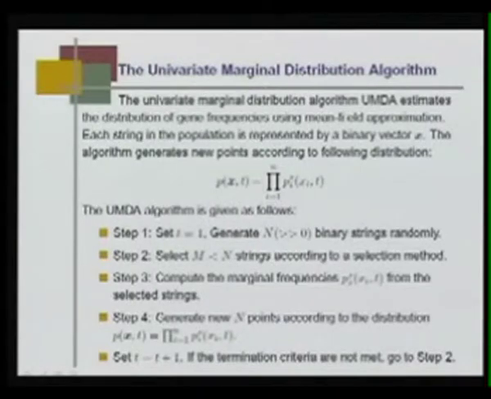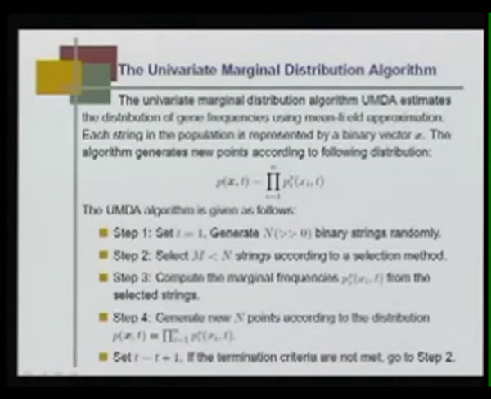Each string in the population is represented by a binary vector x. The algorithm generates new points according to the following distribution. So, this is called mean field approximation. This is the distribution of a total string, and this is the individual bits in the string.